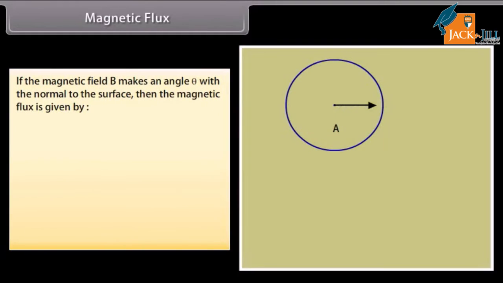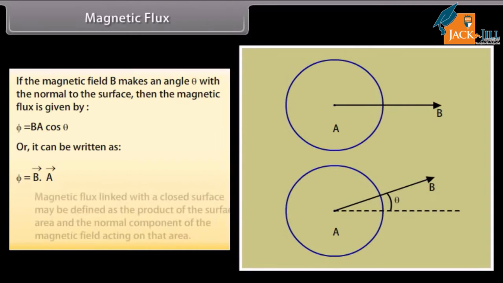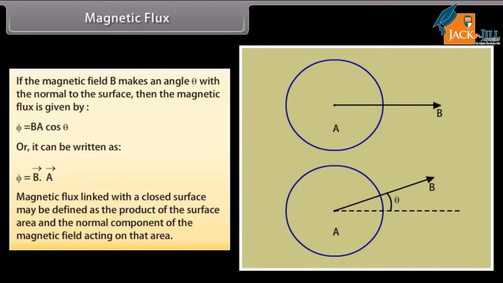If the magnetic field B makes an angle theta with the normal to the surface, then the magnetic flux is given by BA cos theta, or it can be written as phi is equal to the dot product of B and A. Magnetic flux linked with a closed surface may be defined as the product of the surface area and the normal component of the magnetic field acting on that area.